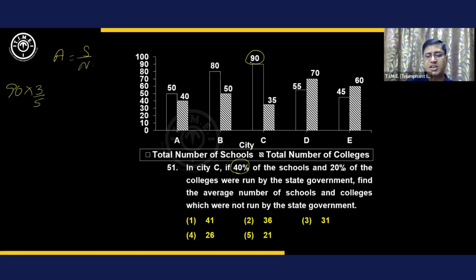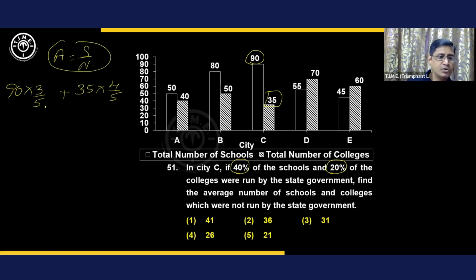What about the colleges here? If you observe, colleges is equal to 35. Now, what is the condition here? 20% run by state government. 20% means 1/5. The remaining are 4 by 5, 80%. Now, what is the question? Find the average number of schools and colleges.